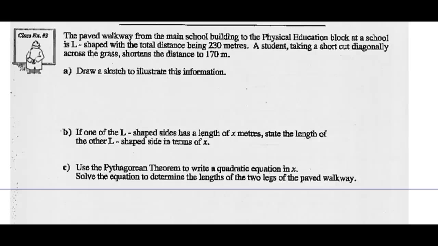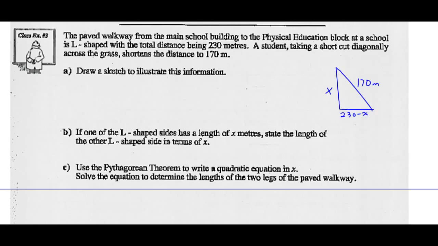So you've got an L-shaped paved walkway. All right. Total distance there is 230 meters. A student takes a shortcut diagonally across the grass. We know that's 170 meters. We're not sure what this distance is, but I know this distance then should be 230 minus x, because these two added together should add up to 230.